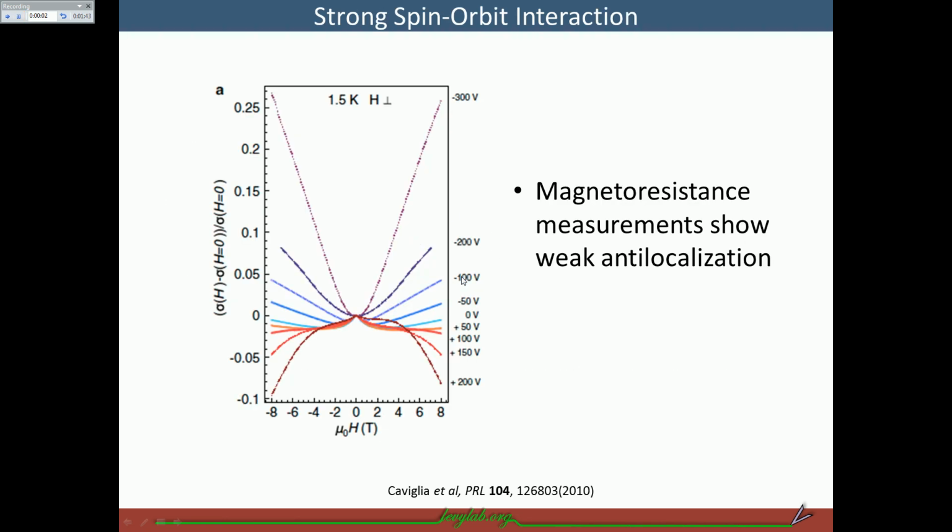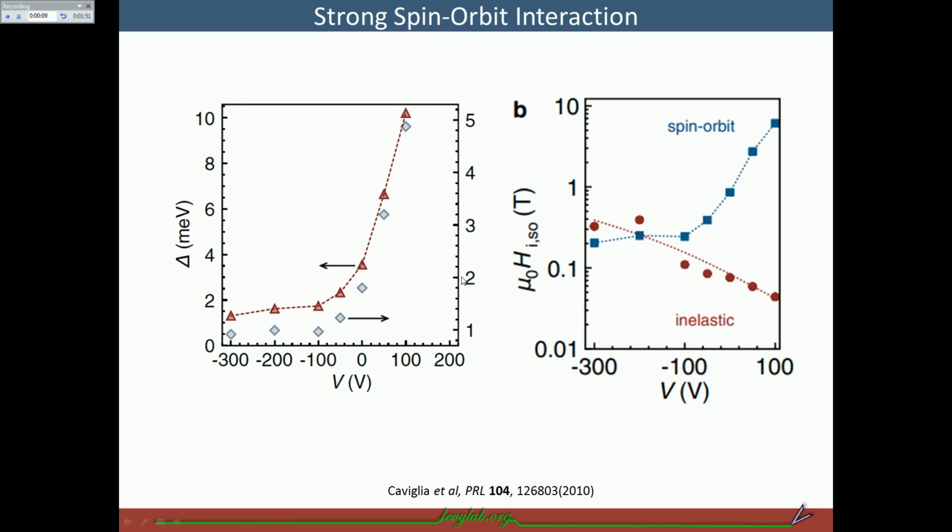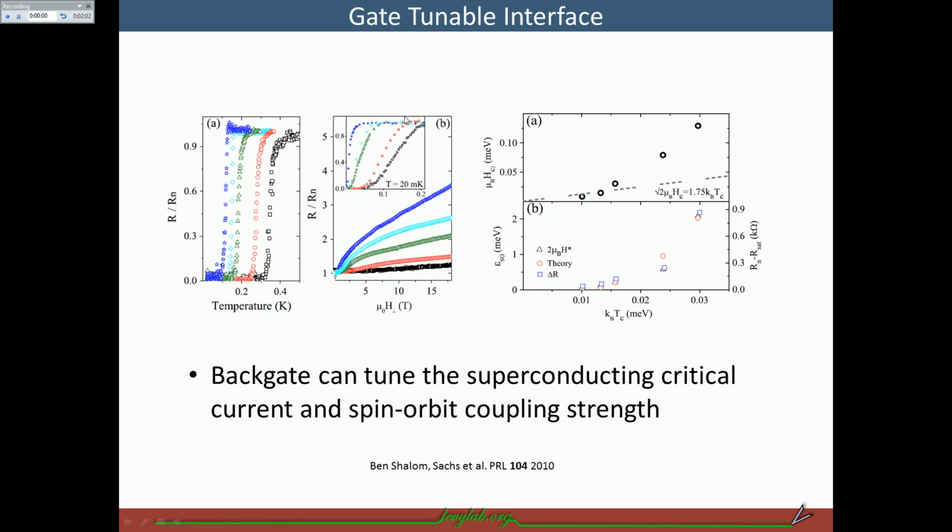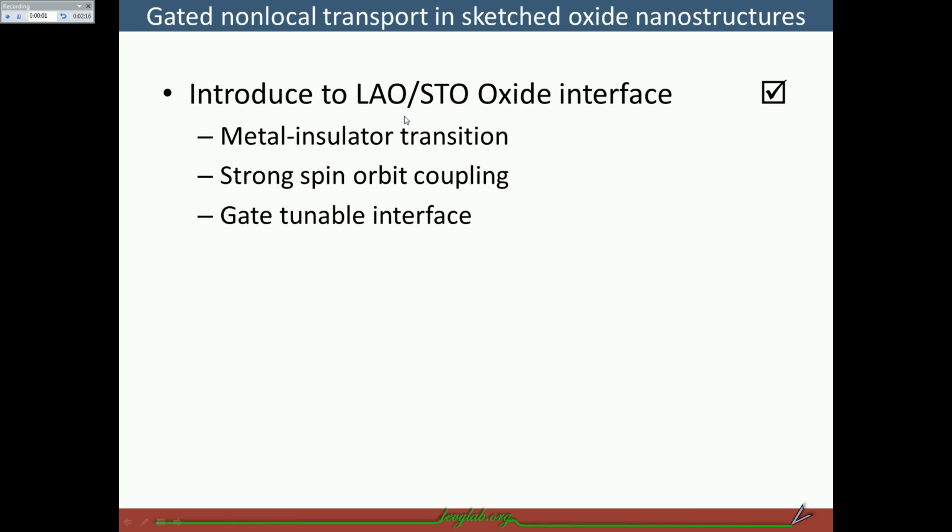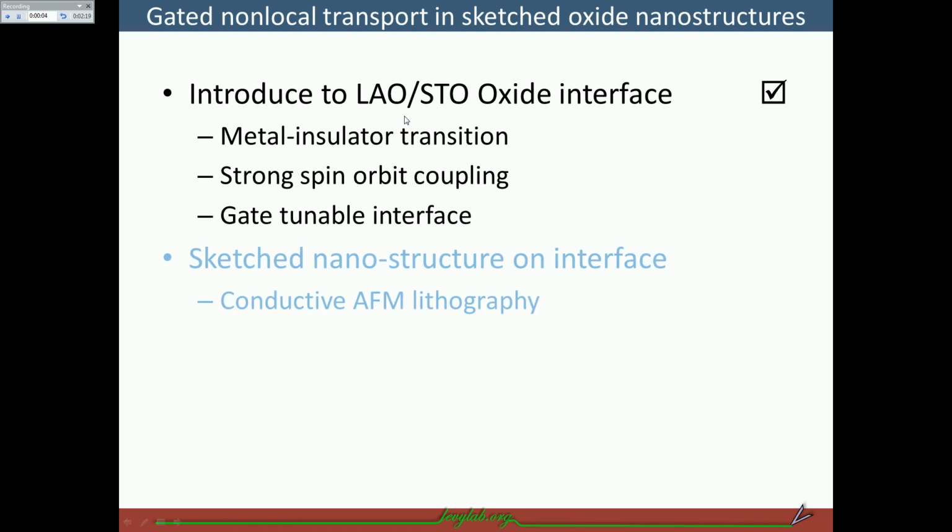Okay, so the magnetoresistance measurement shows this weak anti-localization, and from this curve we can extract the spin orbit coupling strength. And we can see here the spin orbit coupling strength can get as large as 10 milli electron volts. And the superconductivity, like the critical current, can also be tuned by the back gate, as well as the spin orbit coupling strength. So I just basically introduced this system, and the next question will be how we make structures in this system.